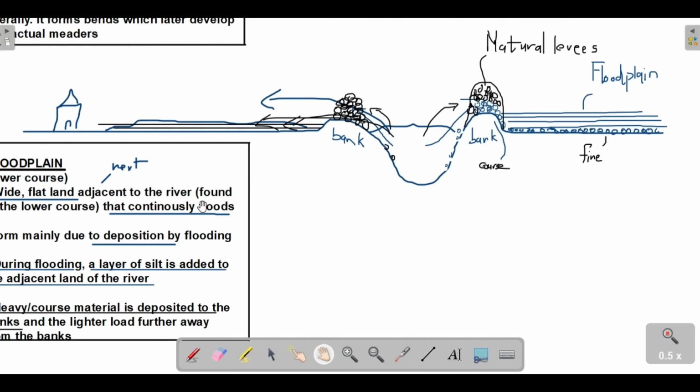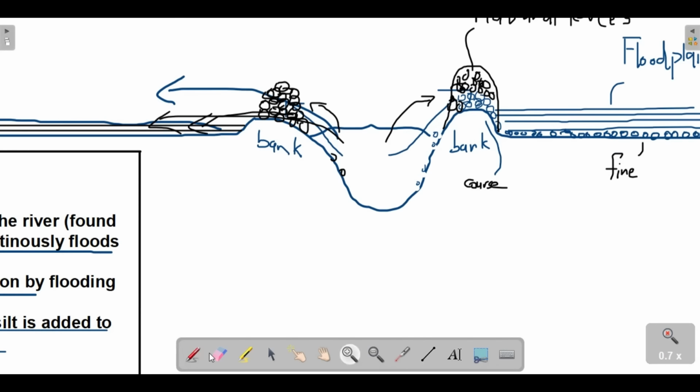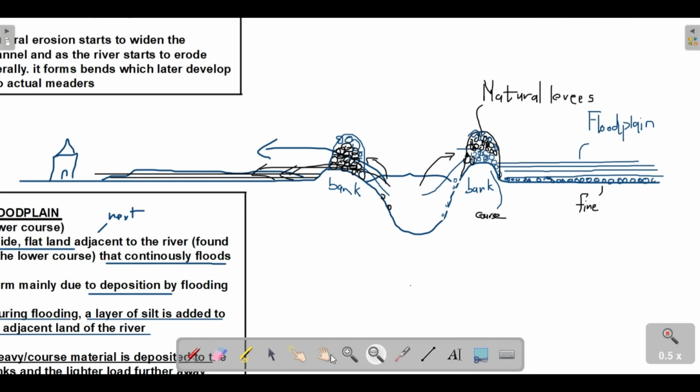So natural levee is basically caused by the deposition of heavy material on the banks of the river during flooding. And so continuous flooding will help build more and more of these layers such that they will become raised and hence will be called natural levees. Right, so I hope you got that, guys.